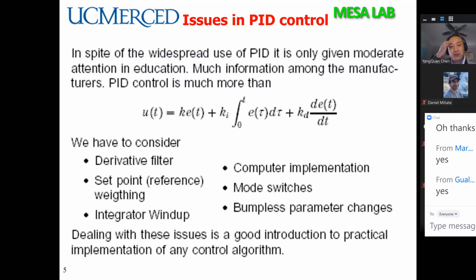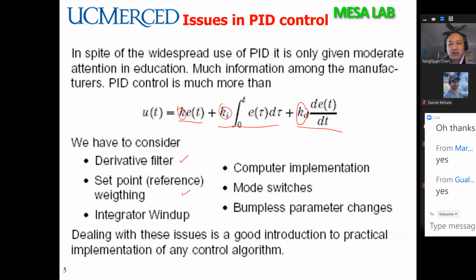This is a textbook PID format I showed you, with KP, KI, and KD. But this is just a plain form. We have to consider many other things, like the derivative filter, the set point, windup, and how to do digital implementation.